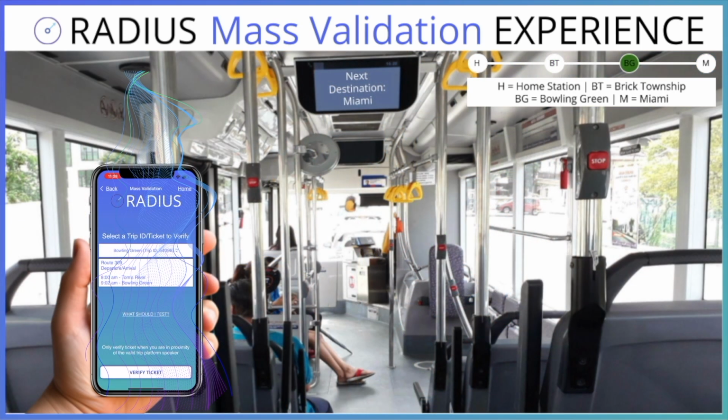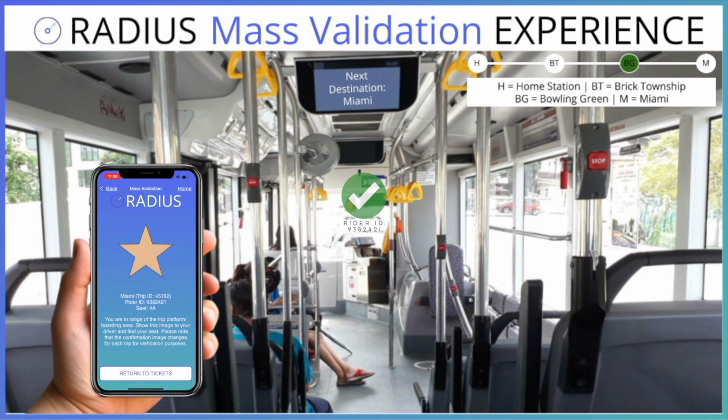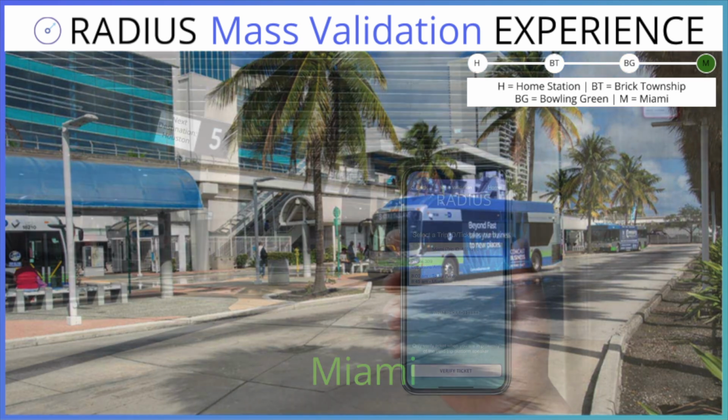After arriving in Bowling Green and transferring to bus transit, their next and final destination is Miami. In this scenario, we showcase how Radius can be leveraged to remove manual human ticket validation of passengers and enable feedback delivery directly to the driver's device. This can be done leveraging a back-end network communication after the passenger has checked in. The passenger arrives in Miami with no issues and enjoys their time.